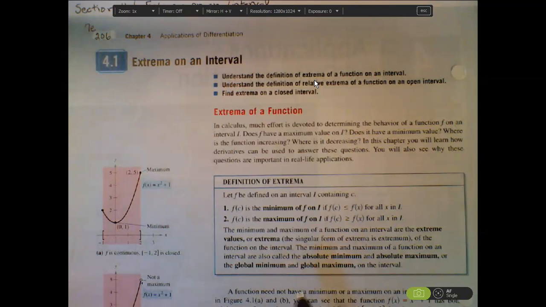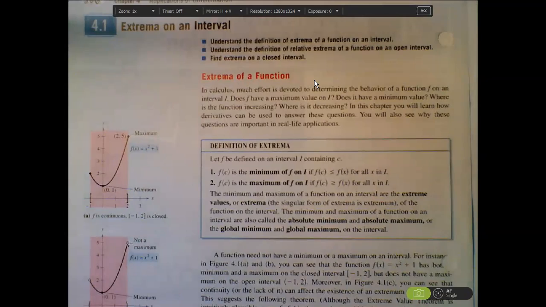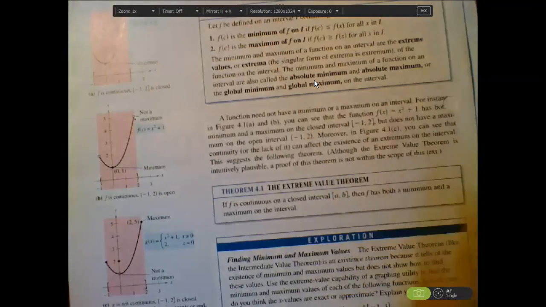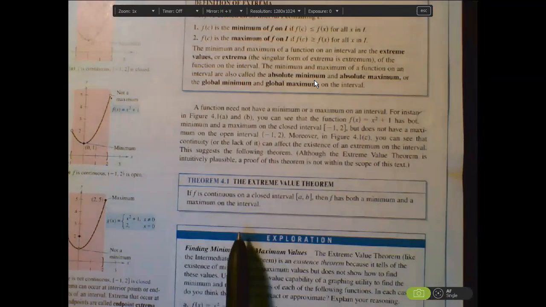They're called the absolute minimum or absolute maximum on that interval. The absolute highest point on the interval or the absolute lowest point on the interval. Theorem 4.1 said if a function is continuous on a closed interval, then it's going to have both a maximum and a minimum on the interval.